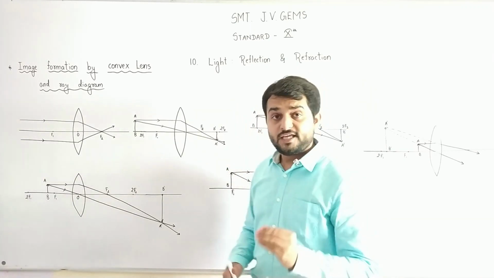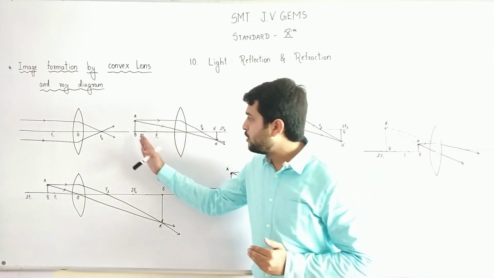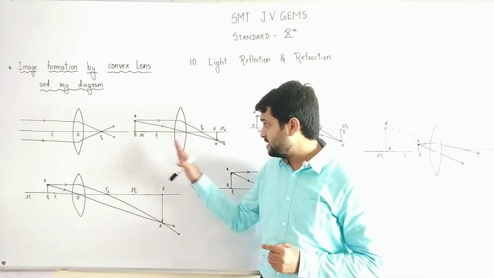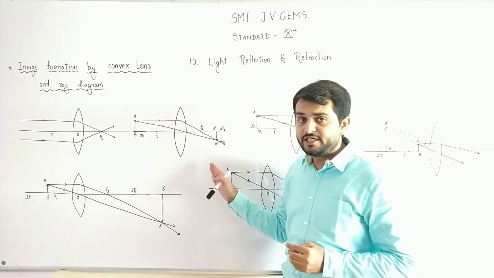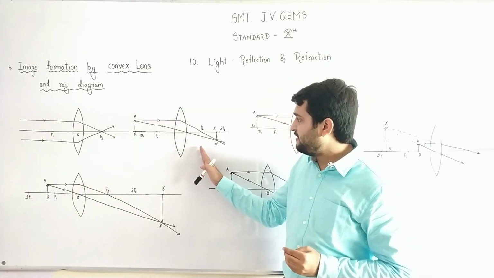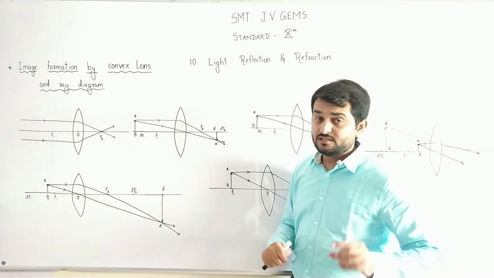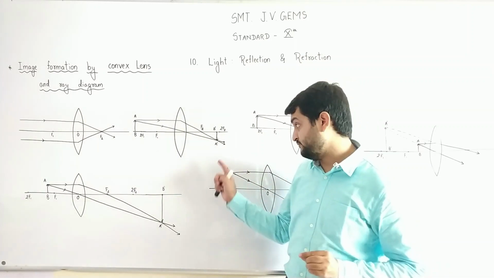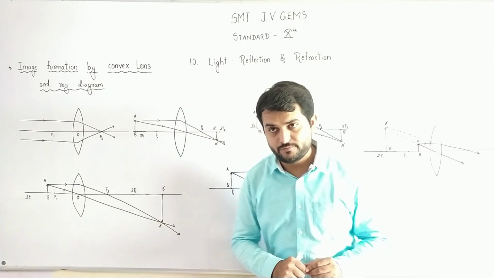Case 2. If the object is placed beyond 2f, its image will be formed on the other side of the lens between f2 and 2f2. The size will be diminished. It will be real and inverted.